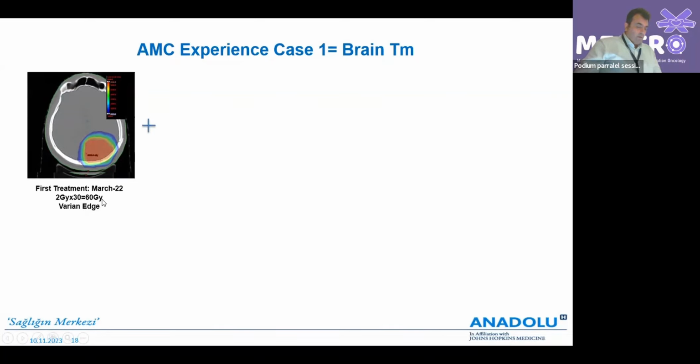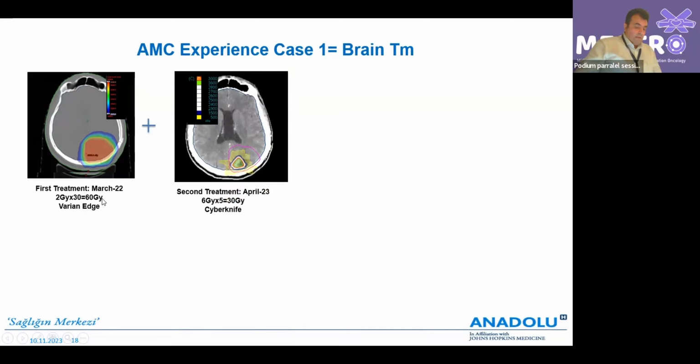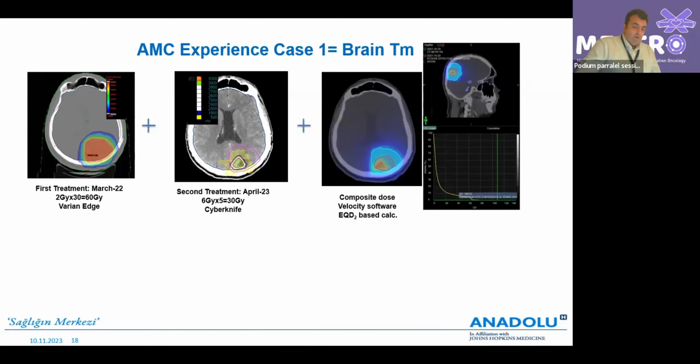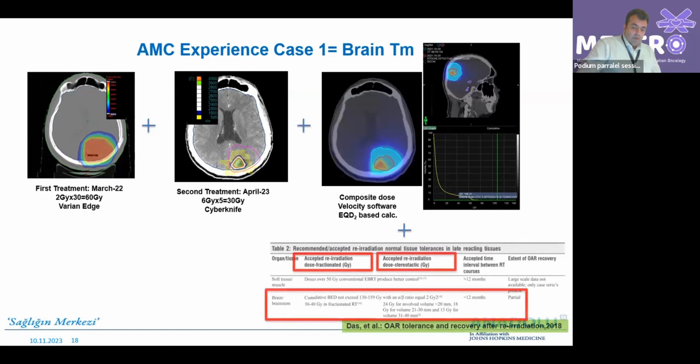As you see here, this is the low dose distribution, and then the second irradiation, after just 1 year, we treated this patient secondly in the same area with CyberKnife. We gave 5 times 6 gray, and then we composite this dose with Velocity. We have Velocity in our department, and Velocity calculated EQD2, and then we evaluate the dose.